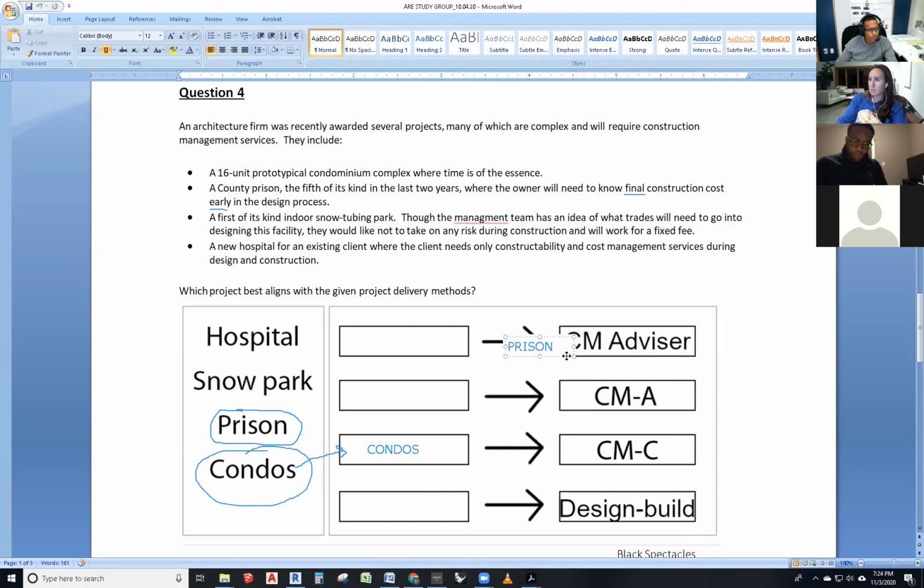Where do you want to put it? We'll find out the answers. And we'll have Miranda do her own round, and I'm going to color the answers differently. Okay, we can do that in a second. Where do you want to do it? In a second. Here? Mhm. And then we have, where's the snow tubing park gonna go? Now you gotta think about why too, but we'll talk about it. But yeah. And I think for the hospital, they need the CM advisor. Okay. And the indoor tubing will be design build.